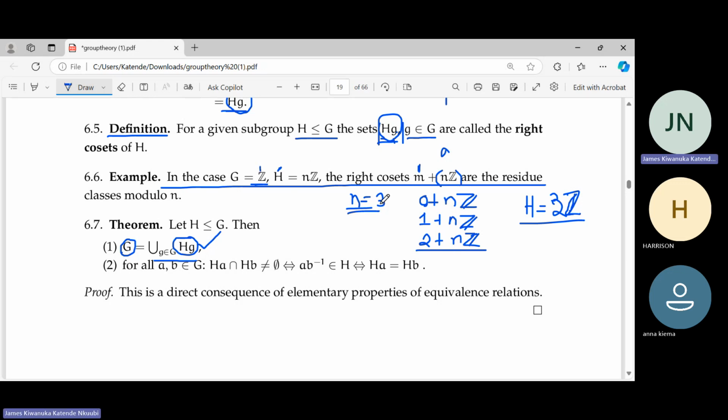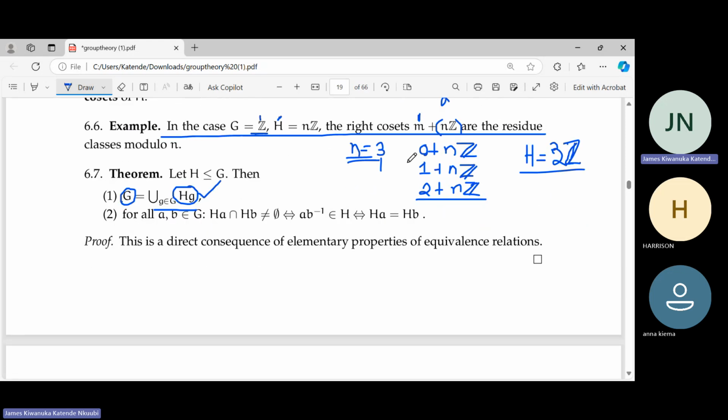Since G is Z and H, we picked it to be the multiples of 3. And you can see this if you write it out like this. So this first coset is made up of multiples of 3, because remember n has been fixed at 3. And this goes on ad infinitum. The same happens on the left-hand side: -3, -6, and so on. So this gives you the first equivalence class, or the right coset, determined by 0.